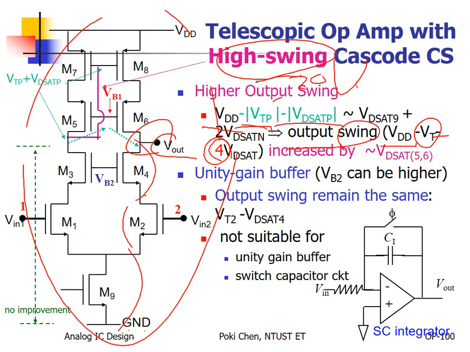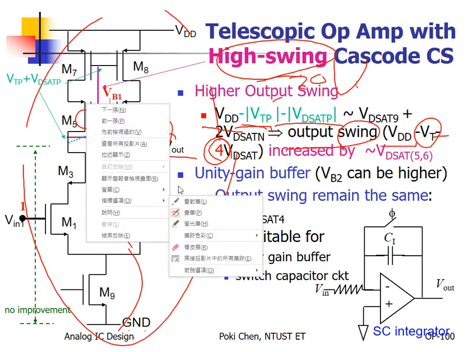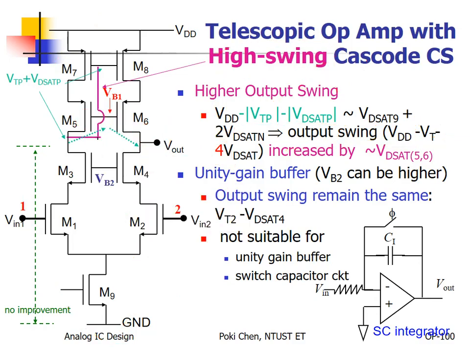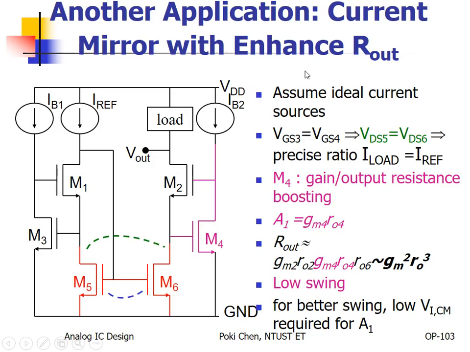Okay, but what is the price? Not only one extra bias, it's harder to design, right? But also that, I promise you, the gain will be decreased. Not so much, but anyway, keep this in mind. Again, nothing is free, for regular cascode and high swing cascode.